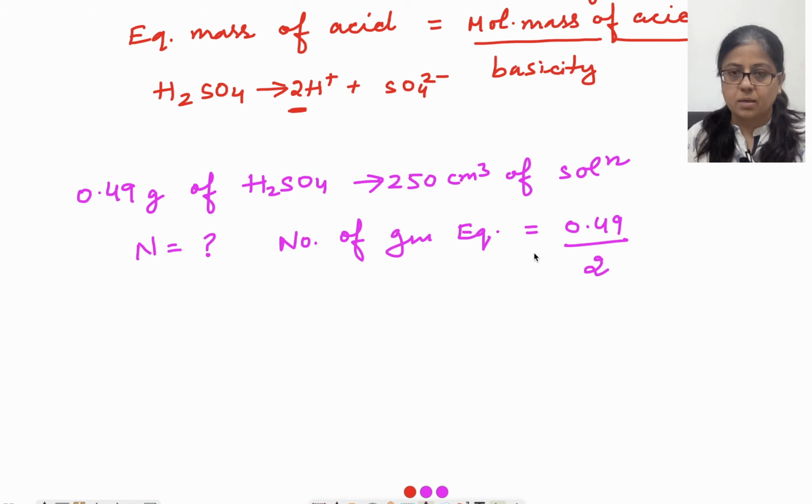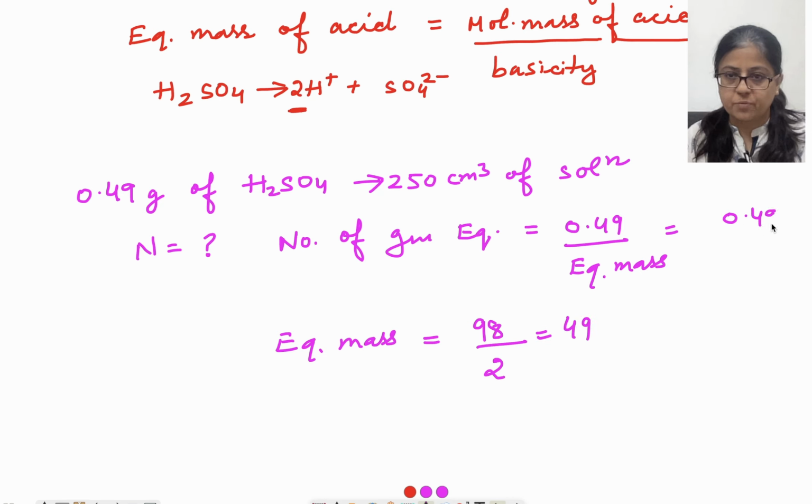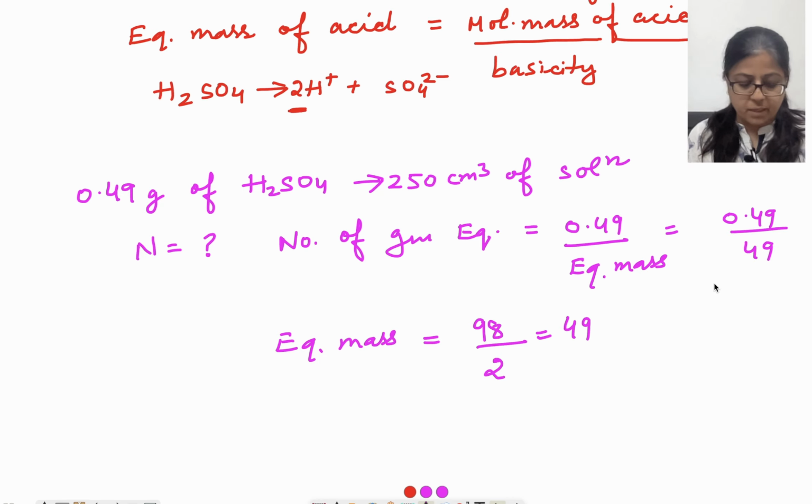Okay, and this will give 0.49 as the mass of the solute, and it will be divided by equivalent mass. To calculate equivalent mass, you have to divide the molecular mass, which is 98 for H2SO4, by 2. Because the basicity of the acid is 2, we divide the molecular mass by 2 and we get 49 as the equivalent mass. Now put the value here, 0.49 divided by 49, and it will be the number of gram equivalents.